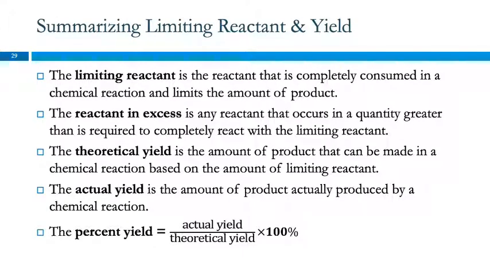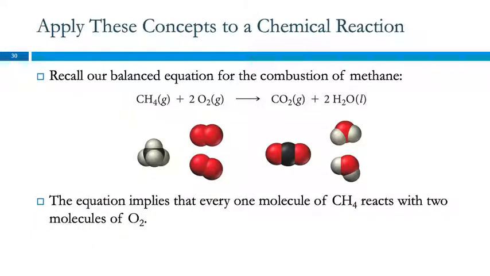So this is a nice summary slide which gives a short definition of all of these terms. The limiting reactant, the reactant in excess, the theoretical yield, the actual yield, and the equation for percent yield. Okay, and these are all on Canvas, so you can go take screenshots of them there later if you need to. So let's apply these ideas to chemical reactions.